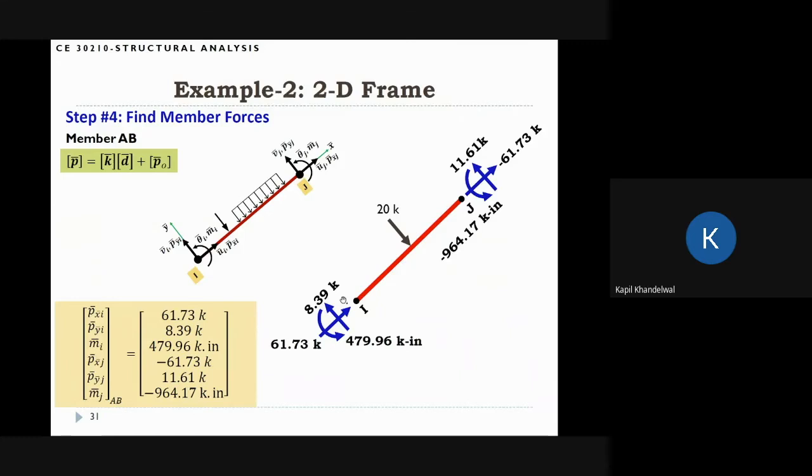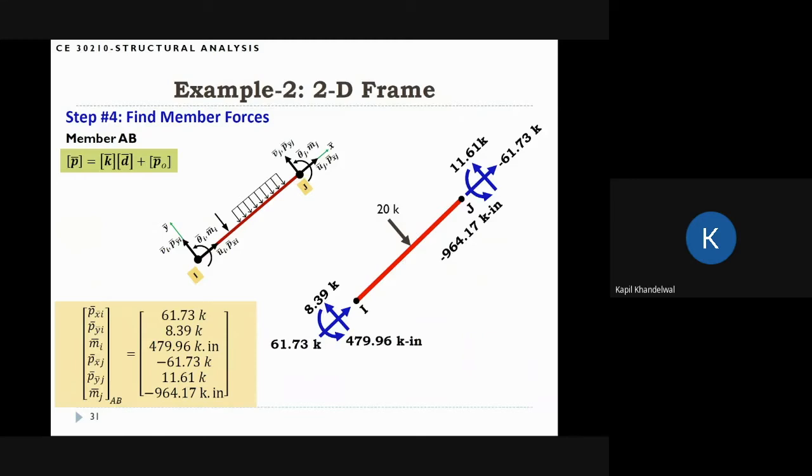For design purposes, we don't really need the numbers in the x direction and y direction. We just need them in the local axis. And that's the reason we always want to calculate the member forces in the local coordinate system, because that makes more physical sense when we are trying to design these structures. So this is the calculation for member AB.